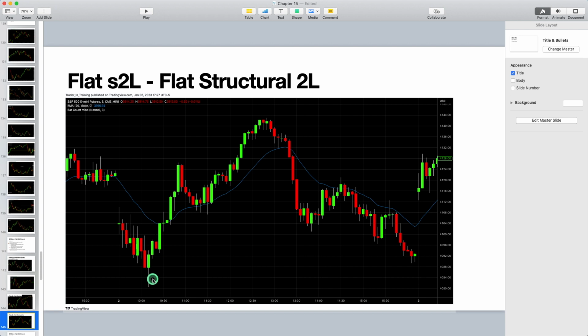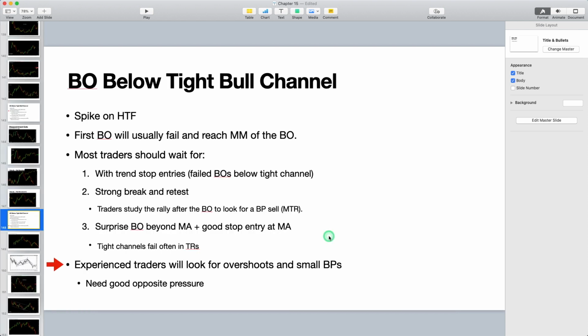So here's another example. Spike, pullback, tight channel. This whole thing's in a tight channel. It's a wedge, but it's kind of tight. But then here we break strongly below the moving average, creating a big gap between the moving average and the price action. Then we pull back to the moving average, and we get a wedge sell right here below this bear bar. So even though breaking above a tight bull channel and having an overshoot doesn't really lead to much downside, experienced traders and experienced scalpers will take it when the context is right.